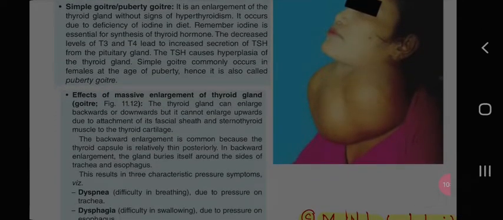Simple goiter, or puberty goiter, is an enlargement of the thyroid gland without signs of hyperthyroidism. It occurs due to deficiency of iodine in the diet. Remember, iodine is essential for synthesis of thyroid hormone. The decreased level of T3 and T4 leads to increased secretion of TSH from the pituitary gland. The TSH causes hyperplasia of the thyroid gland. Simple goiter commonly occurs in females at the age of puberty, hence it is also called puberty goiter.